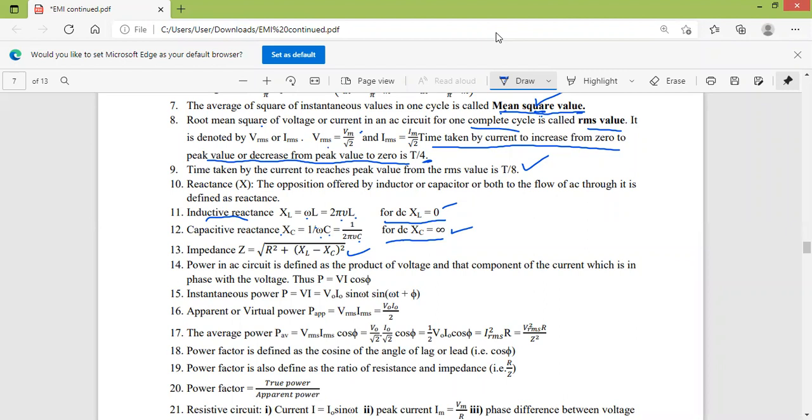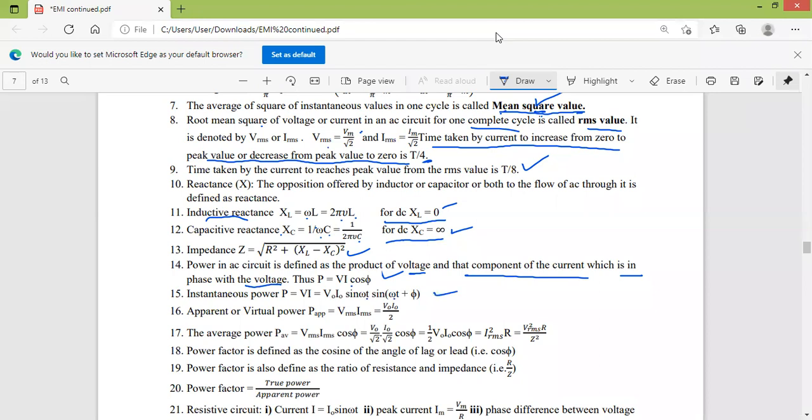Next, the power in the AC circuit is defined as the product of voltage and that component of the current which is in phase with the voltage. Thus, P is equal to VI cos phi. This is the power in the AC circuit, VI cos phi. Instantaneous power is equal to instantaneous current into instantaneous voltage. It is V naught I naught sin omega t into sin omega t plus phi.